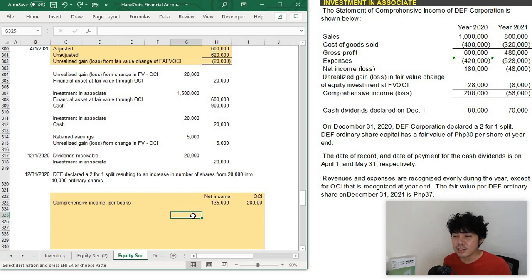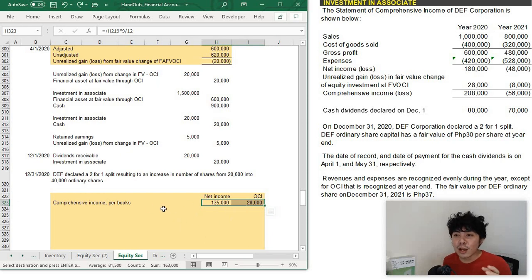Pero, ang tanong is, ito rin ba yung mga amounts na gagamitin natin as our basis to increase our investment in associate na account? Ang sagot ay hindi. Bakit? Kasi, etong net income na to at OCI na yan yung net income and OCI sa libro ni associate.